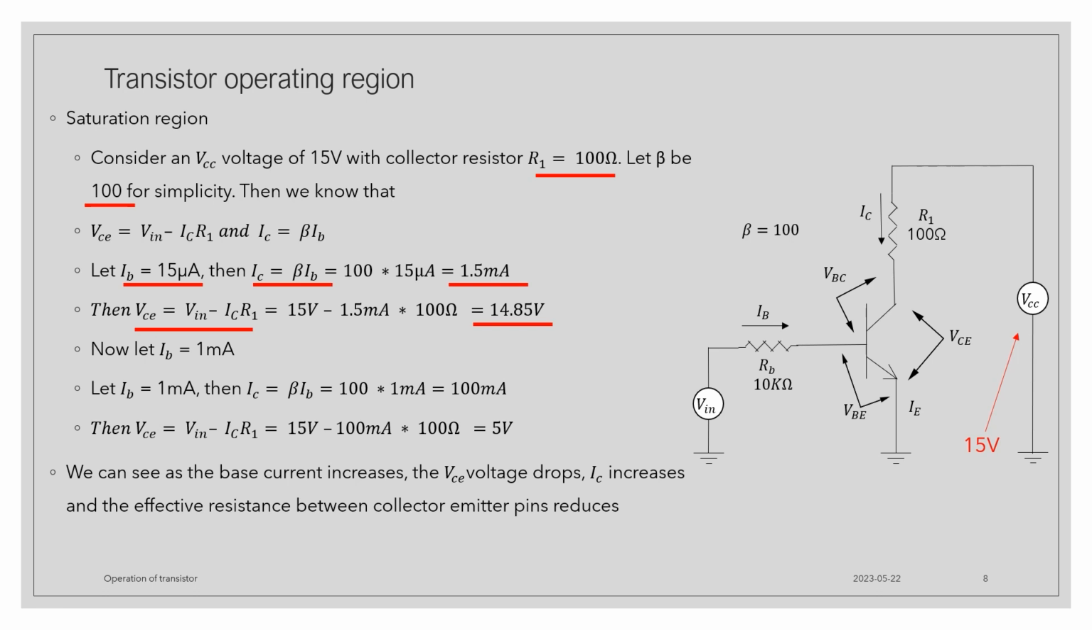Let us now increase IB to 1 milliamp. Then IC is equal to beta IB, which gives us 100 milliamps. Knowing IC, we can calculate VCE. VCE is equal to Vin minus IC R1, which is equal to 5 volt. With these two examples, we can see that as base current is increased, the VCE voltage decreases. This means that the effective resistance between collector and emitter pin reduces.